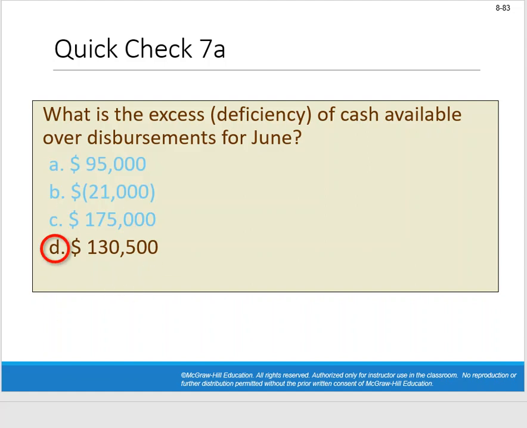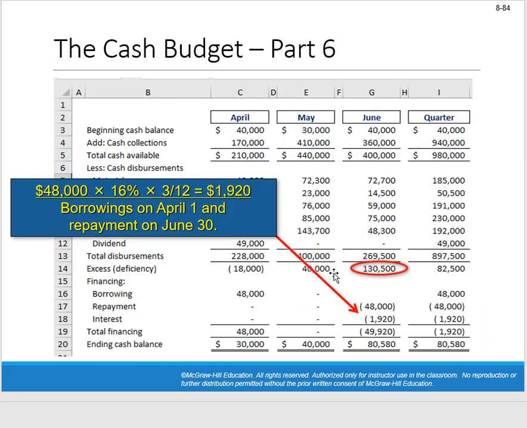The answer is $130,500, but let's go ahead and look at that. So we took our ending balance for May, $40,000, and that became our beginning balance for June. We add in our cash collections of $360,000, so we have a total available of $400,000. And then again, we've got our items here from the previous schedules. So you already computed these first four items, and then it tells you that you bought equipment for $48,300.